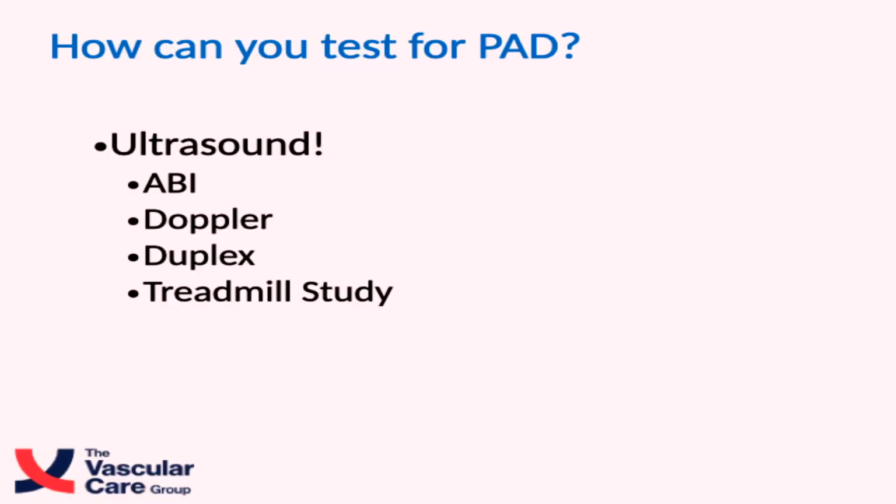So is there a test? How can you check? And yes, it's actually very easy. These are all ultrasound tests that can be done in the office, done in the hospital. So we're going to get into what they are. ABI, I'm going to teach you how it is, not that you need to know how to do it, but it's called an ankle brachial index.